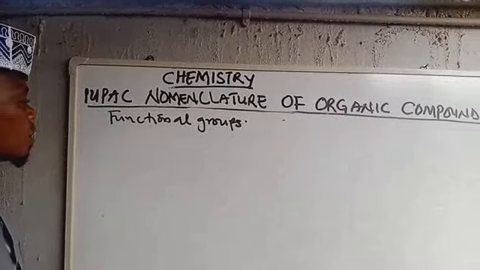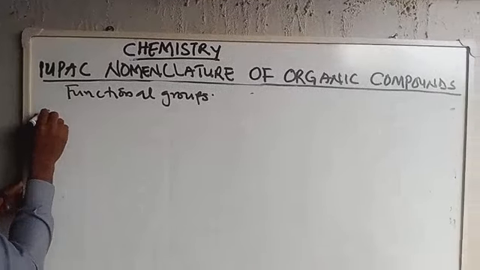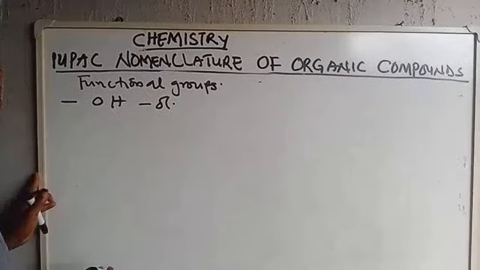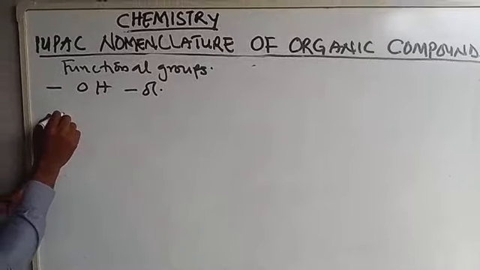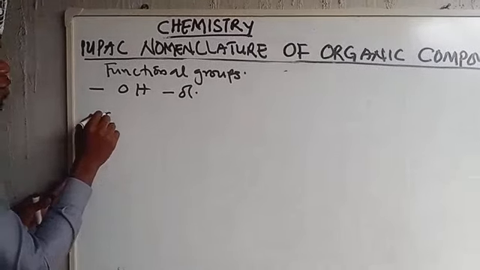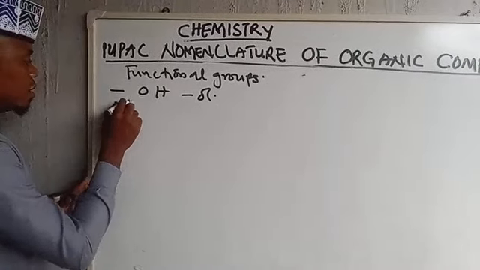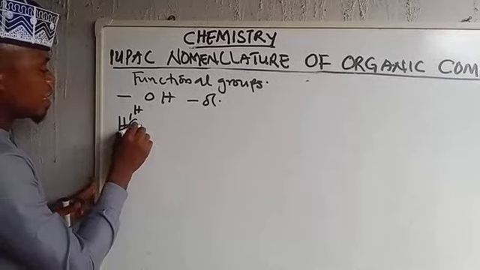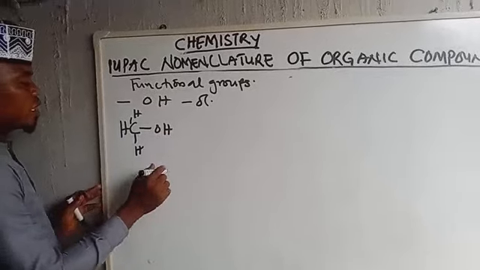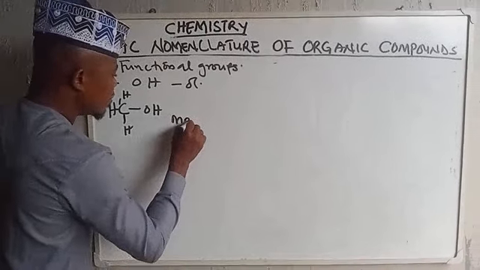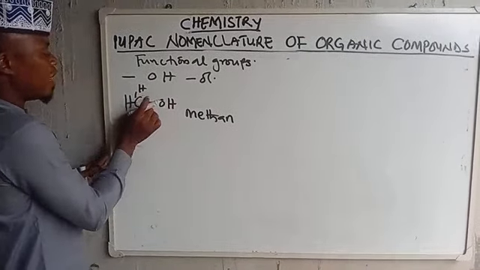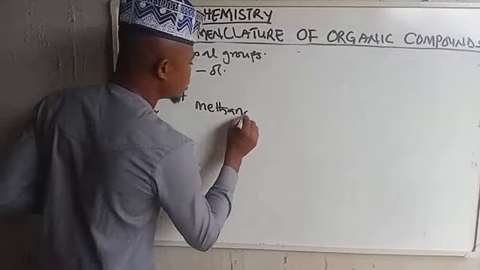How to name them with different functional groups. If the functional group is OH, we'll call it ol. For instance, if we have methane, and one hydrogen is substituted and you have OH attached, we are still going to call it methane, but because a hydrogen has been substituted by OH, you now call it what? Methanol.